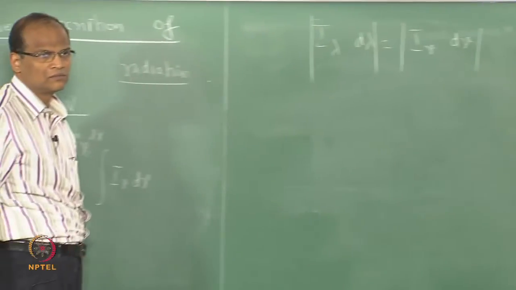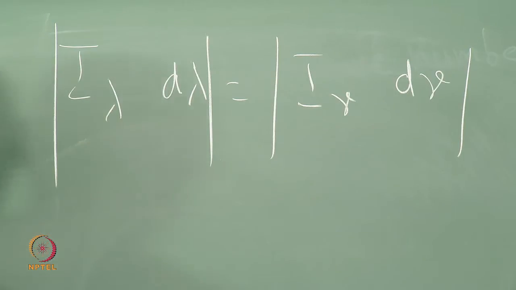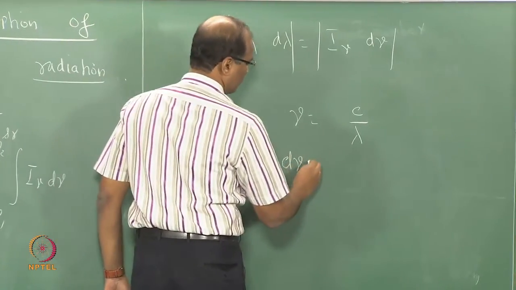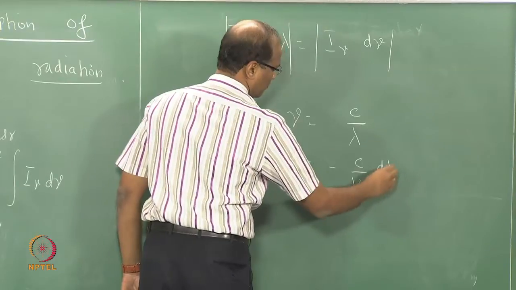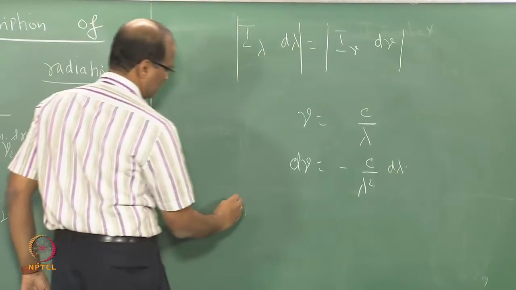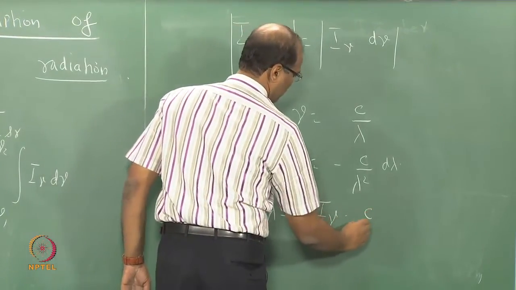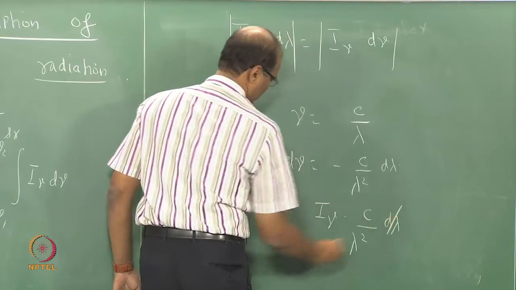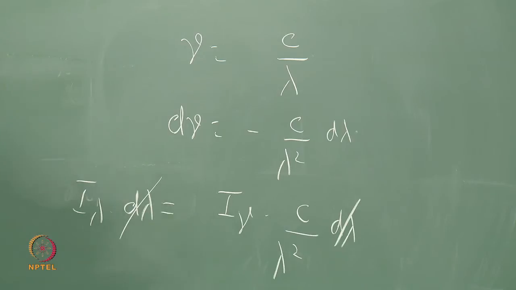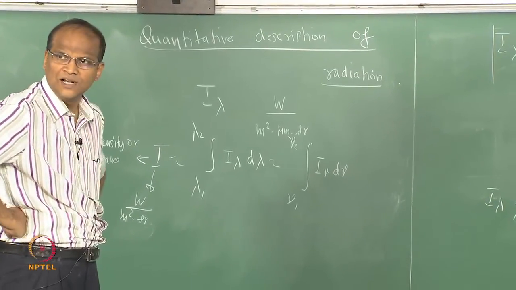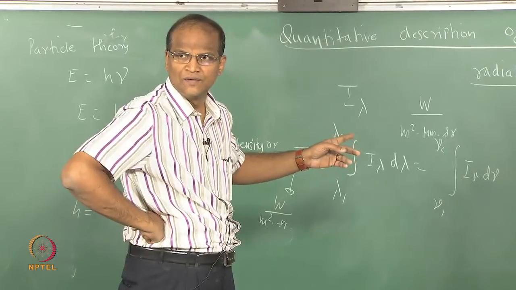Agreed? If you forget the sign, fine. So I nu, is this correct? Yeah. So I lambda is I nu c by lambda square. Is this correct? Dimensionally, is it okay? Okay.